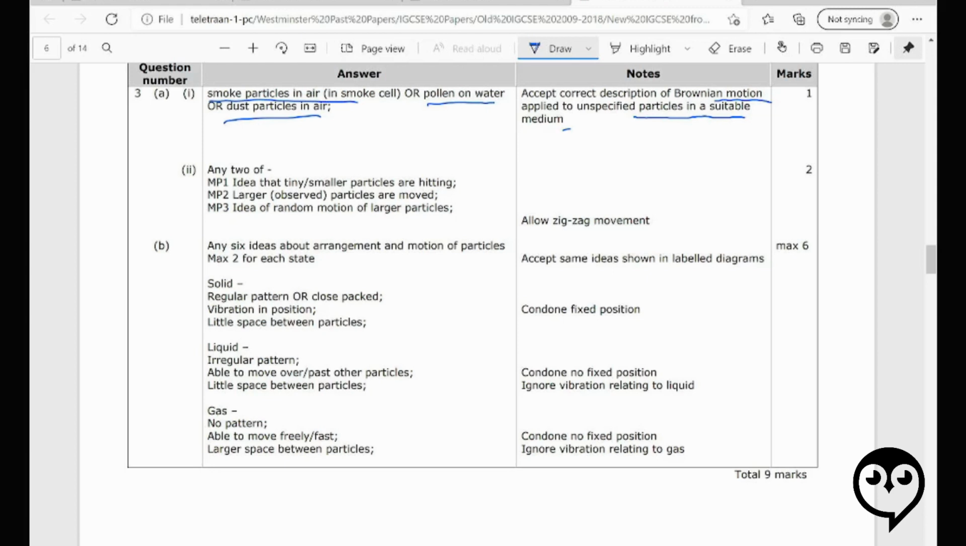How did Brownian motion support the idea that matter is made of tiny particles? The tiny particles are hitting, colliding, they move around, they hit these larger particles which are then forced to move, and the random motion of the larger particles. Any two of these. You could say that the random motion of larger particles is caused by smaller particles hitting it, and we can see them moving around. Yeah, it's pretty straightforward, isn't it?